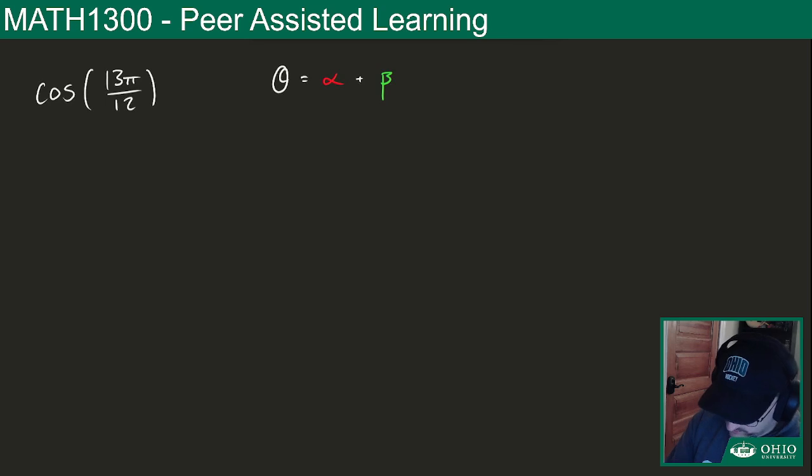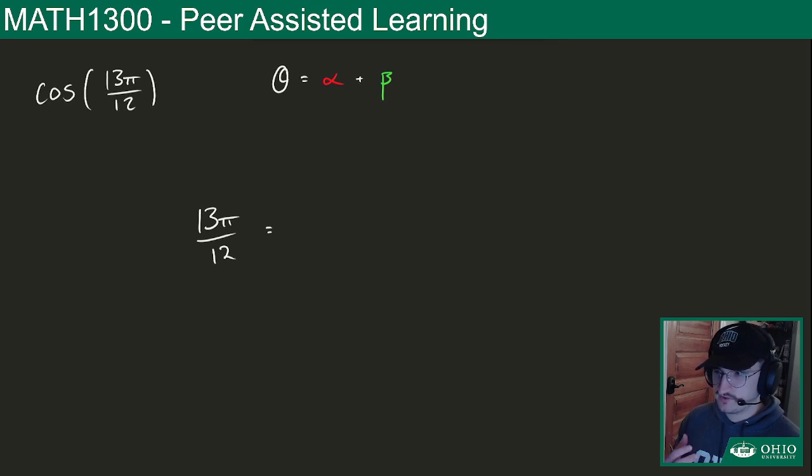So first thing we'll look at is how do we turn 13 pi over 12 into a sum so that the angles alpha and beta are on the unit circle? Well, you might need to try a few different combos. What I like to think of immediately is you want to split it up in a way that it kind of reduces to a nice looking value because the unit circle includes nice looking values.